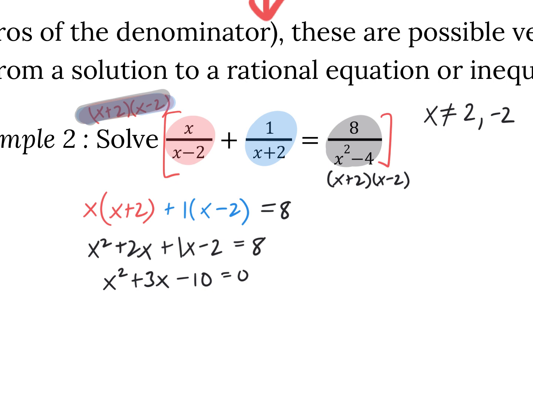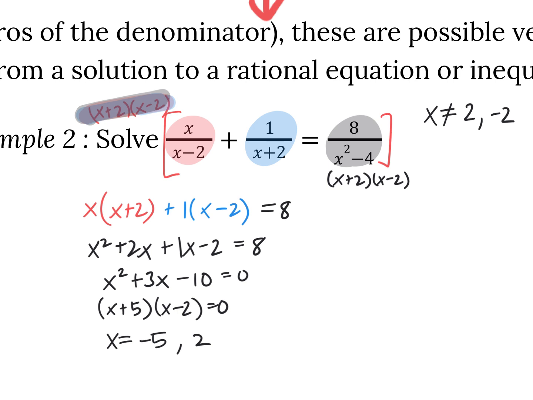And again, once you have your quadratic and it's equal to 0, I can either factor it or I can use my calculator. Either one's totally fine. This one's a pretty quick and easy one to factor, so I'm just going to factor it. x plus 5 and x minus 2 is what I get when I factor it. So I get my answers to be negative 5 and positive 2.